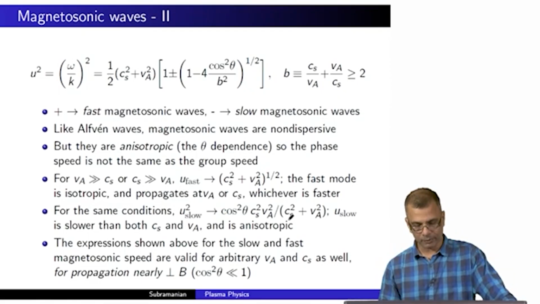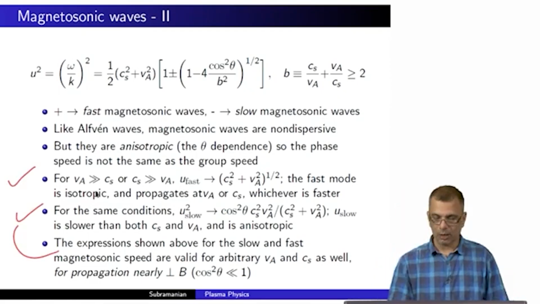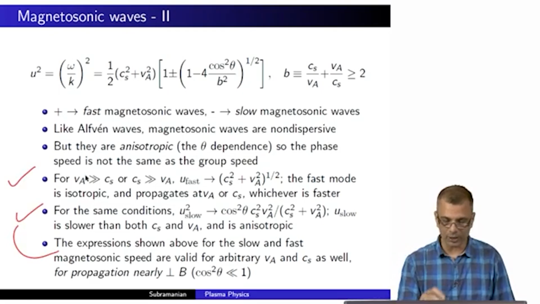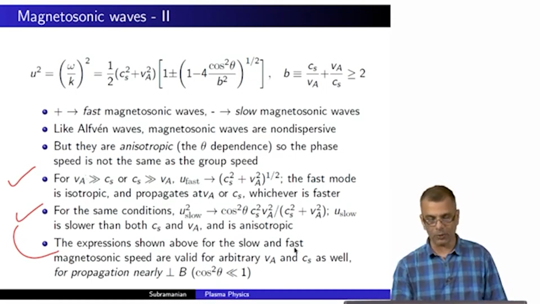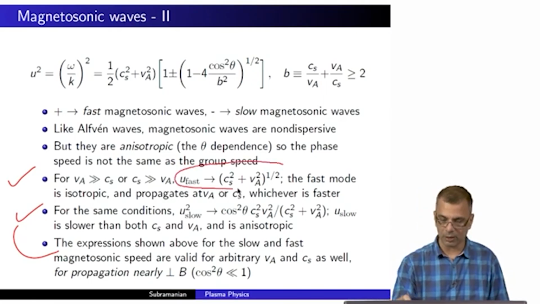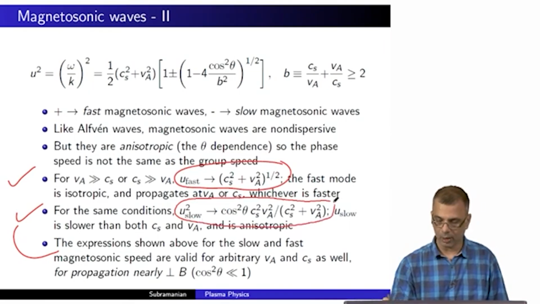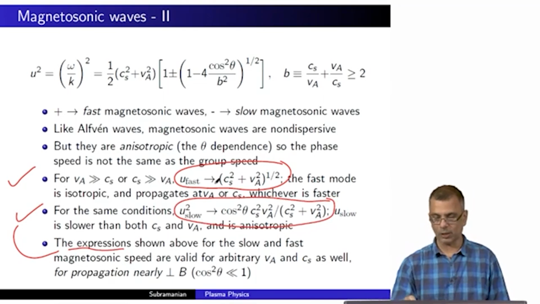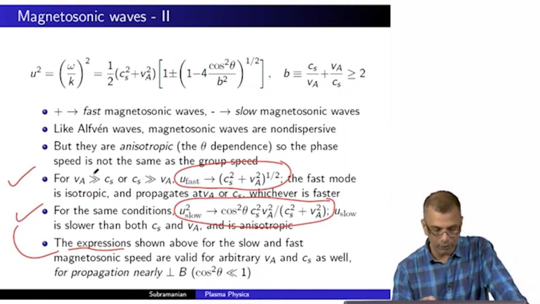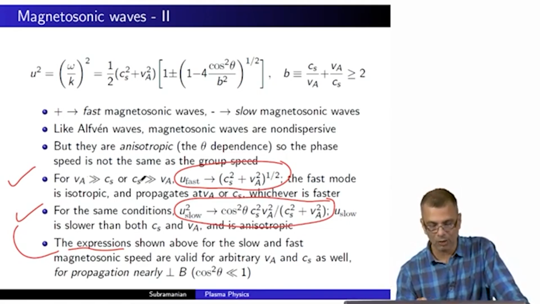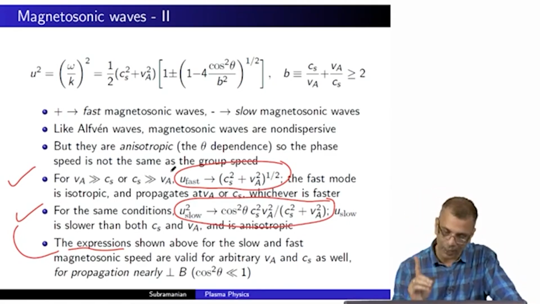Now, the other thing is, these two expressions for the fast and slow magnetosonic speed are valid for arbitrary Va and Cs. In other words, this expression and this expression. This is what I mean by these expressions. These two expressions for the slow and fast magnetosonic speed, of course, are valid when Va is much larger than Cs or Cs is much larger than Va. They are valid in this case.